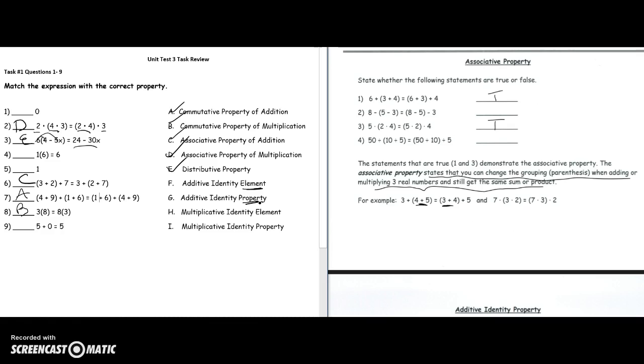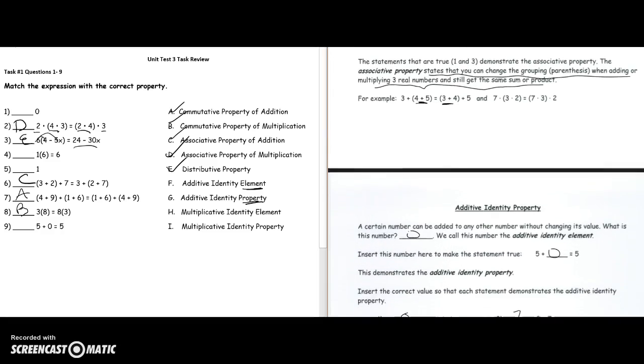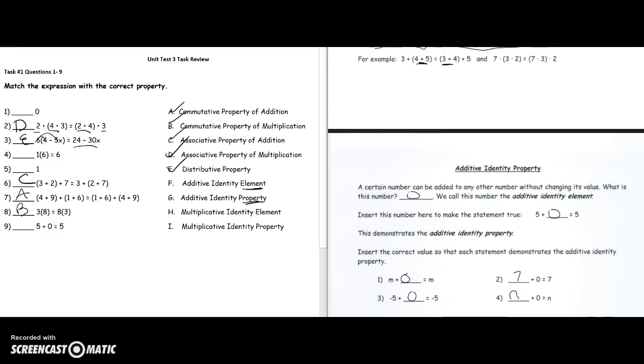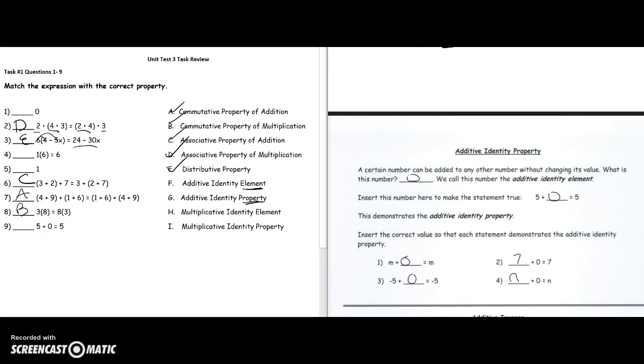Alright, now when dealing with the differences between elements and properties, anytime we're dealing with an element it will be one specific number. If we're looking for a property, it will be joined with an equal sign in between it. Alright, so we want the additive identity element. So I'm going to scroll down just a tad. Alright, and over here it discusses the additive identity property. What we want though is the additive identity element.